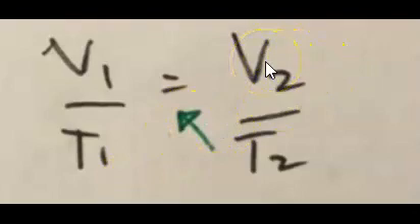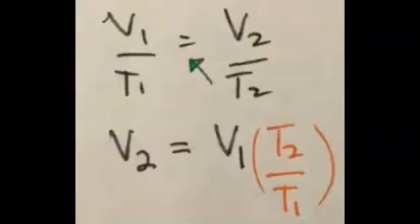In this case, we are looking for the final volume, right? What's that new volume going to be? T2 is a denominator here on this side of the equal. But if we put it on the other side of the equal sign, then it becomes a multiplier. So the equation becomes this.